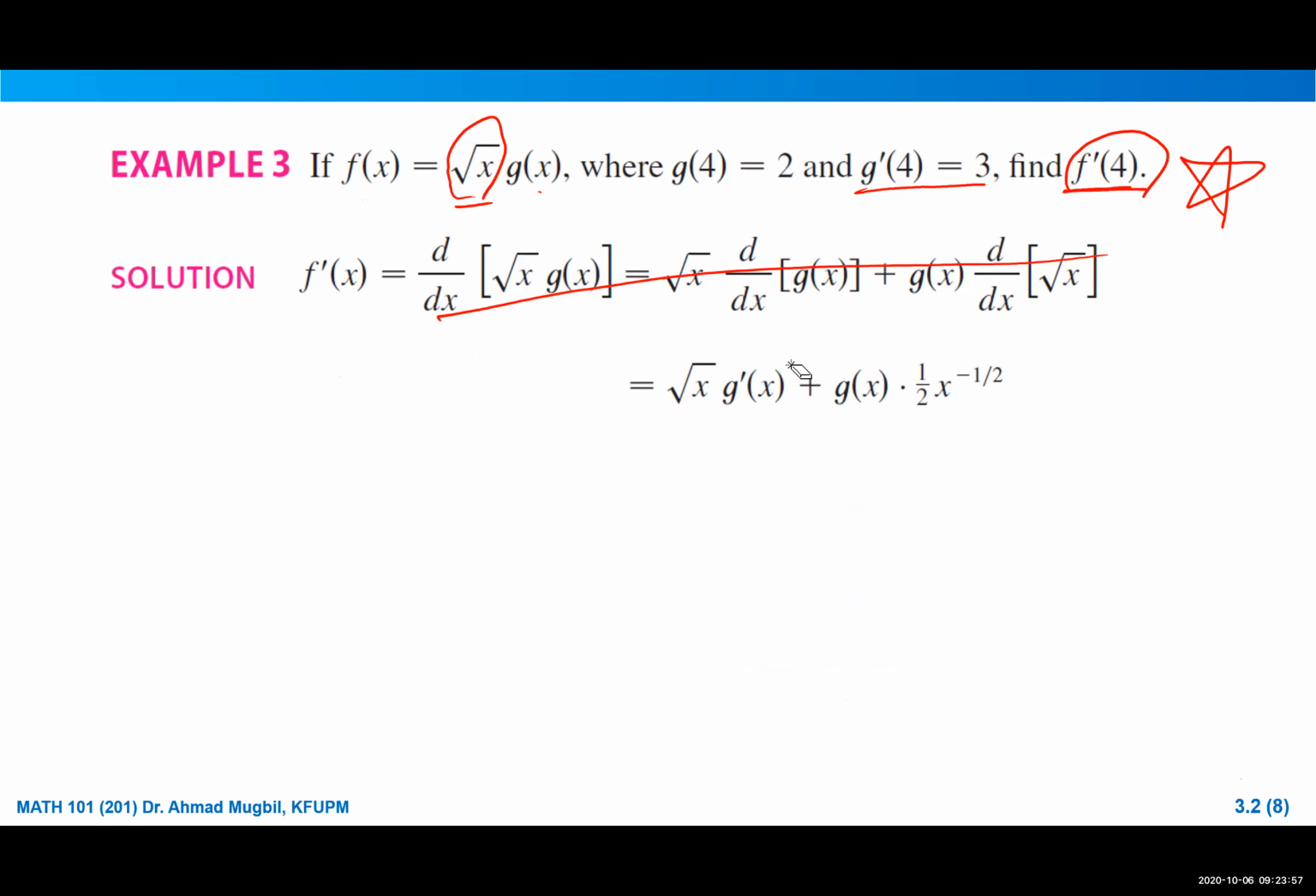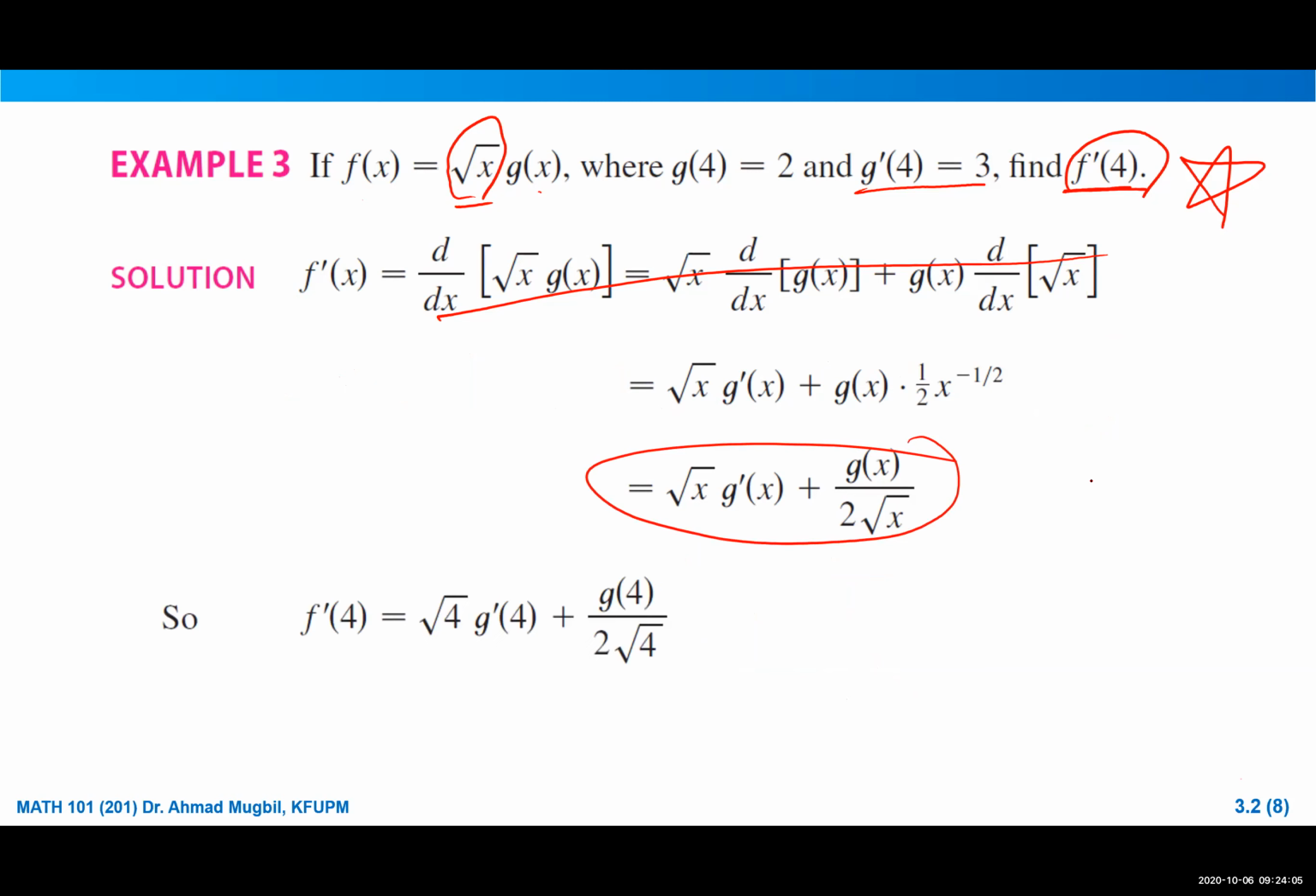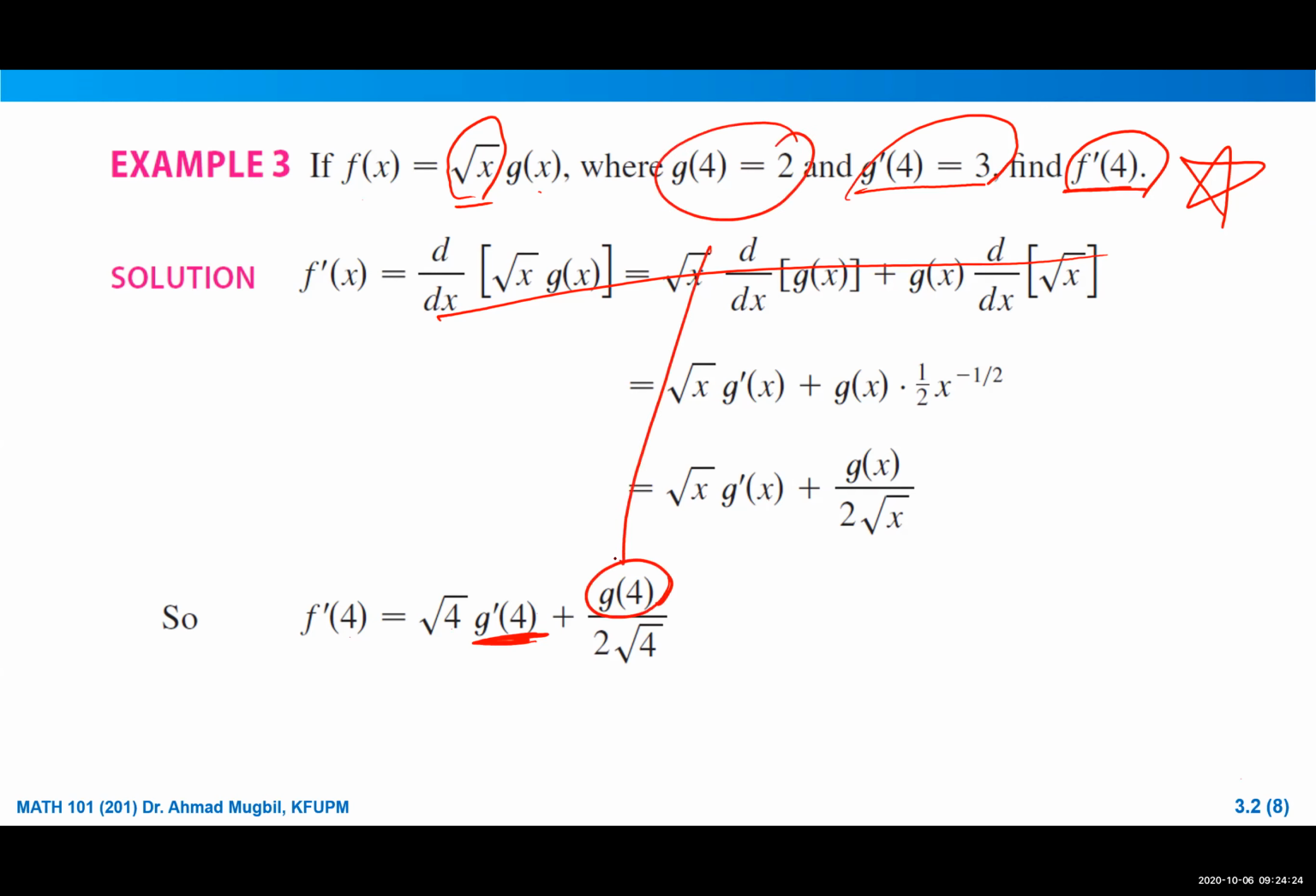Now, you will just simplify if you want, no need. This is what I did exactly. So now x equals 4. Instead of x, substitute. It will be square root of 4, g prime at 4, plus g at 4 over 2 square root of 4. Now, do I have this? Here it is. Do I have g at 4? Yes, here it is. Just it is a matter of substituting now. So it is 13 over 2. Any question, guys?